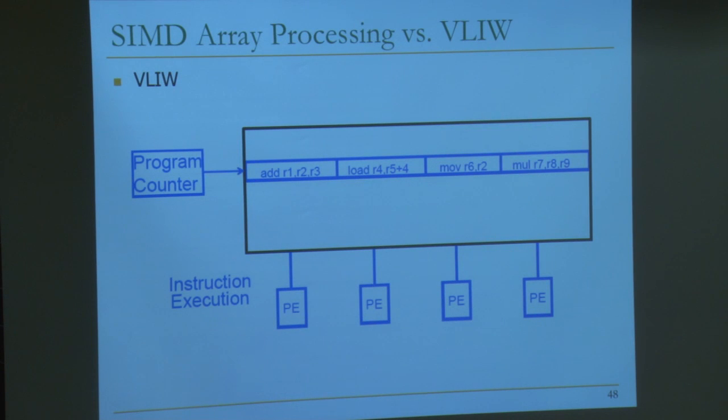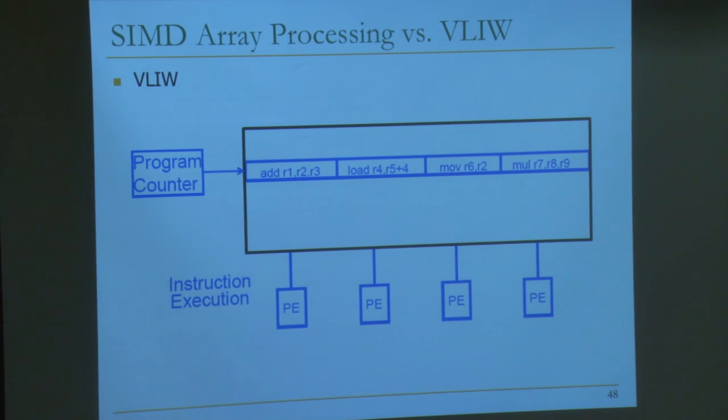OK, so what's the difference between this and VLIW? This is important. What VLIW does is the compiler packs independent instructions as a single long instruction word, right? Very long instruction word. You have the program counter, you fetch independent instructions. And these independent instructions can be totally different. Add, load, multiply, move, multiply. And they can be operating on totally different, unrelated data elements. And these instructions go into the functional units directly. And there's no dependency check logic because the compiler ensured that these are independent.